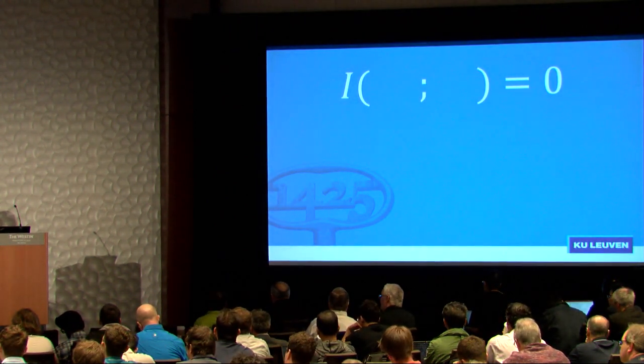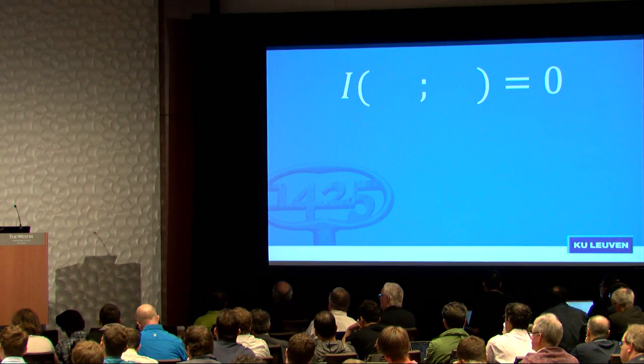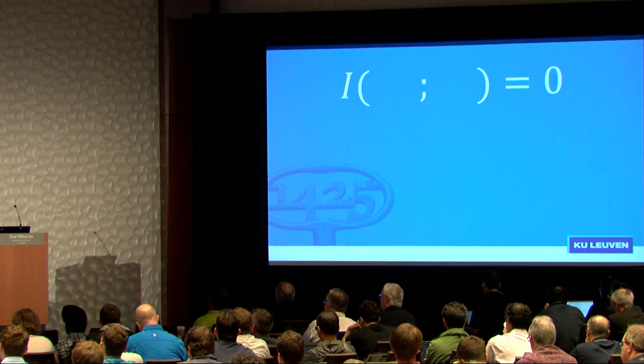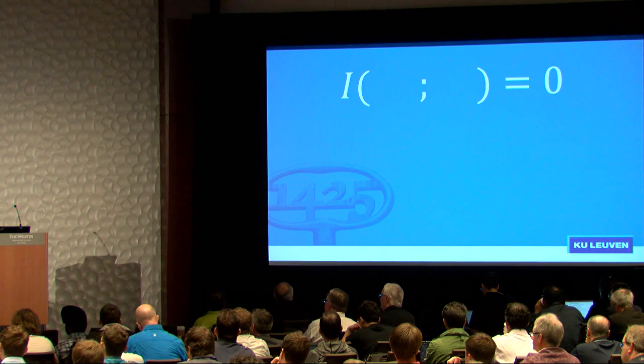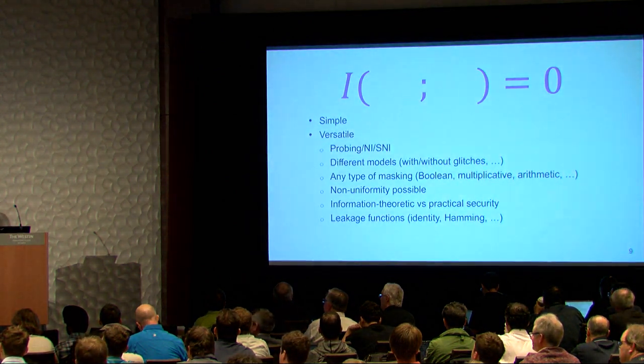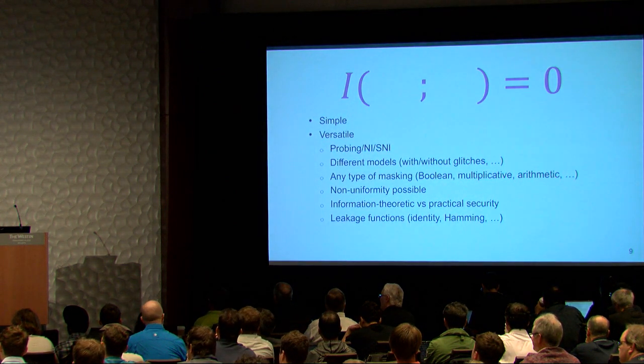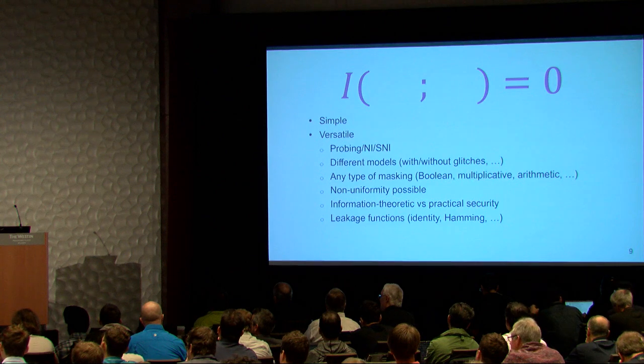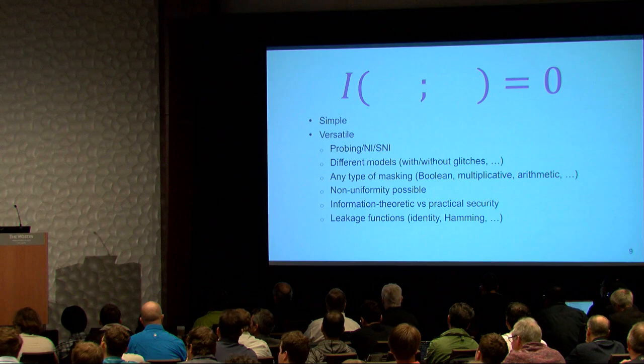So what is this talk about? It's about one very small, simple formula, which says that the mutual information of something and something has to be zero. So my promise for this presentation is that with this very simple formula, you can prove security in a lot of different models, whether it be with or without glitches, or composable or not, with any type of masking. You can even use it if you have non-uniform sharings. You can also use various leakage functions.